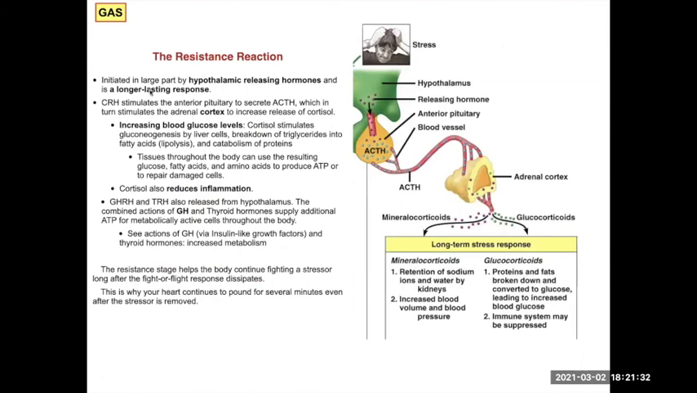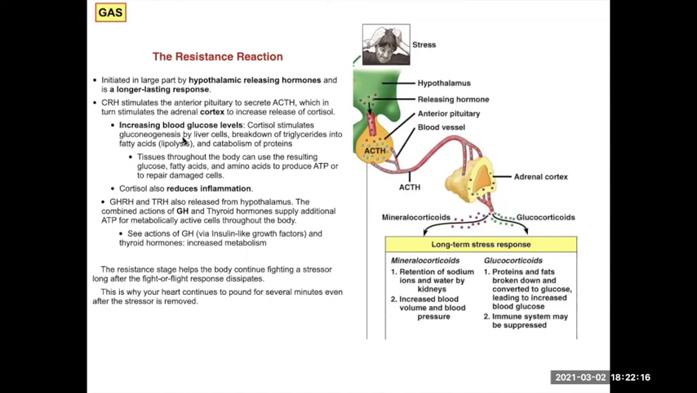The second part is the so-called resistance reaction, right? And in this case, again, it's going to be initiated by those hypothalamic releasing hormones, right? And they're going to stimulate the cortico releasing hormones, which are going to stimulate the ACTH, adrenal cortex ones, which are going to stimulate the adrenal cortex, right, to release cortisol. Right? And then cortisol is released into the blood.